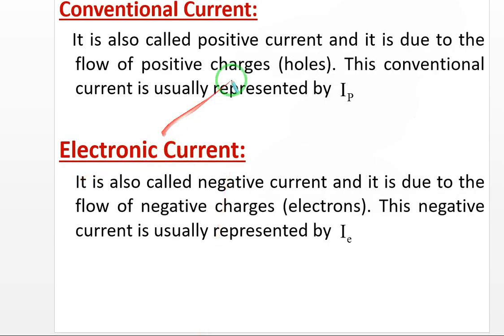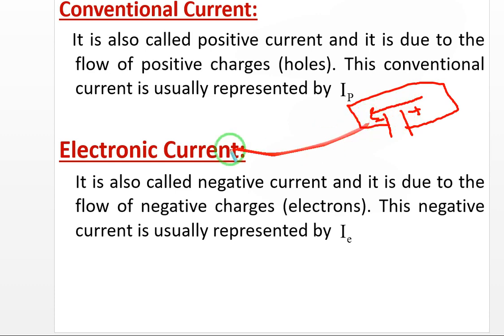Now coming to conventional current. It's also called positive current, and it's due to the flow of positive charge. Let's say we have a battery with a positive terminal and a negative terminal, and this is the circuit. When the current moves from positive to negative, that's called conventional current. This is the ideal case.